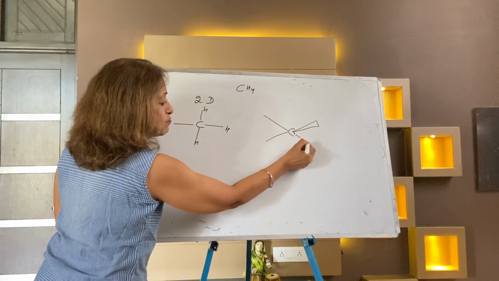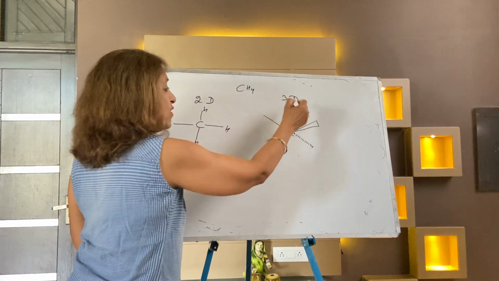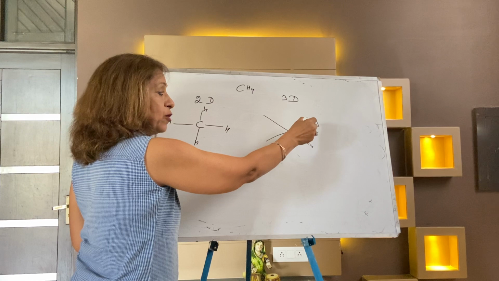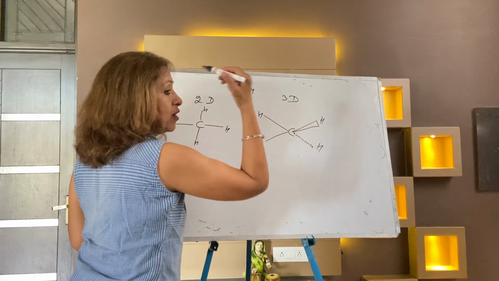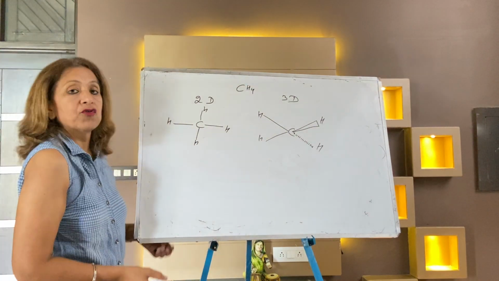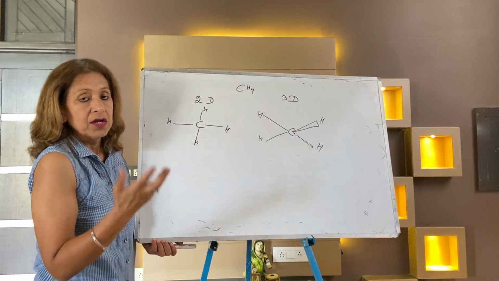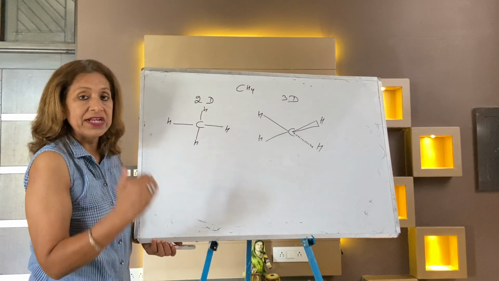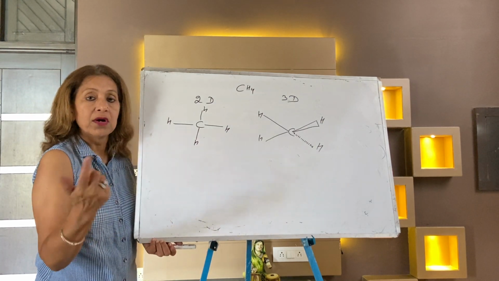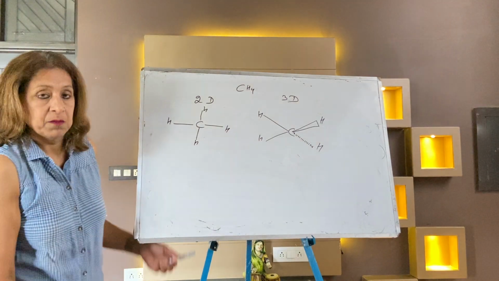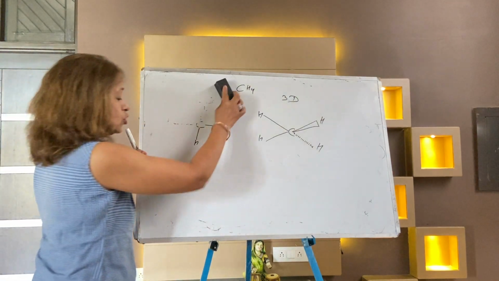There are two types of bonds in the 3D formula: the wedge bond and the dotted bond. A wedge bond means it is pointing towards the observer, and a dashed bond means it is pointing away from the observer. So you can draw hydrocarbon diagrams in two ways, in 2D and in 3D. Please note down each and everything in your notebook along with my lecture.